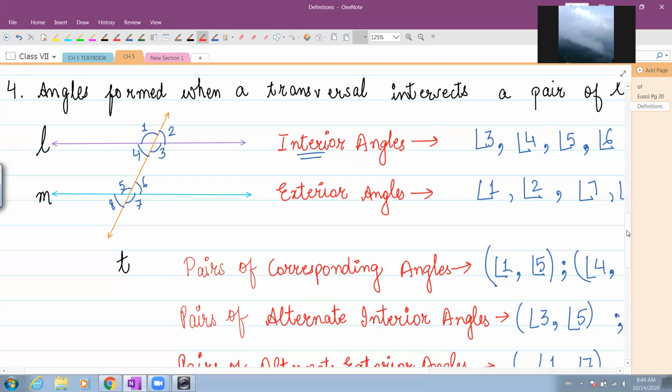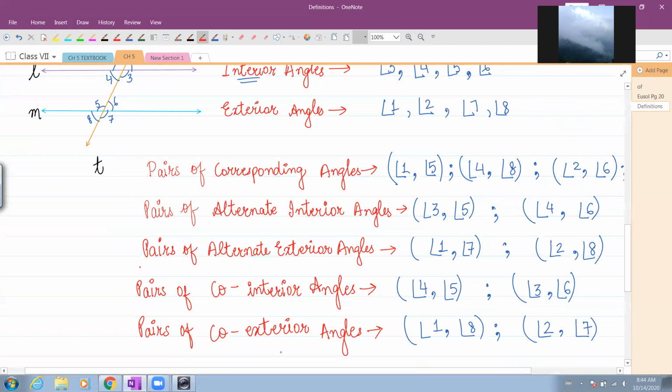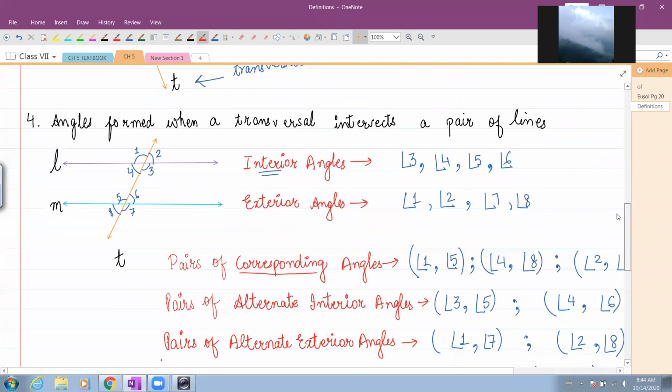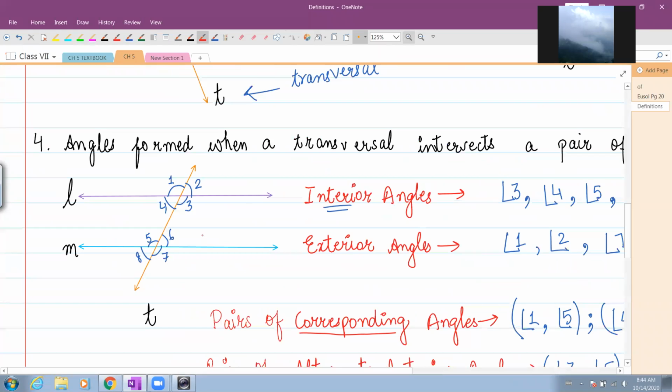that are formed here. The first pair of angles that we have is pair of corresponding angles. To identify corresponding angles, I would like you to identify the transversal. This is very important. In this figure, you will first identify the transversal. The transversal is the orange line. So look at the left side of the orange line or the right side, decide one thing.